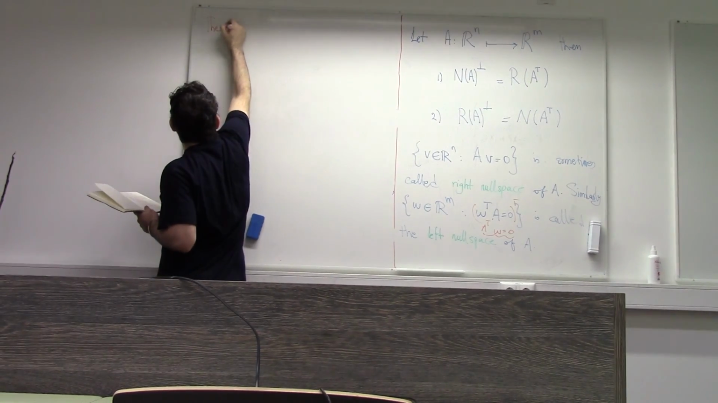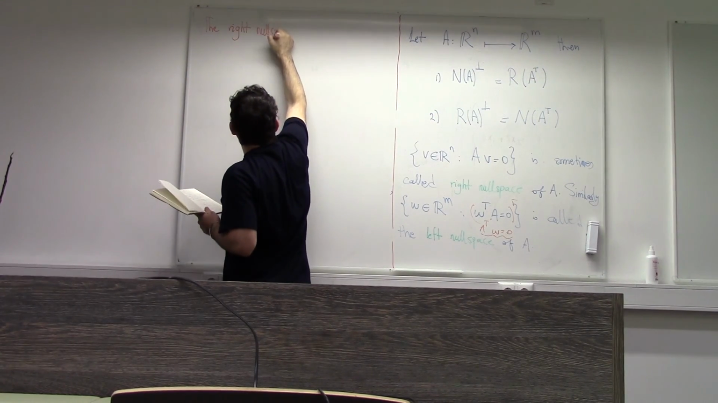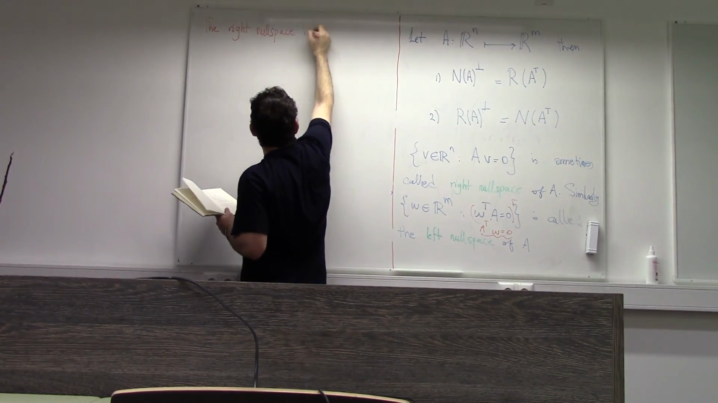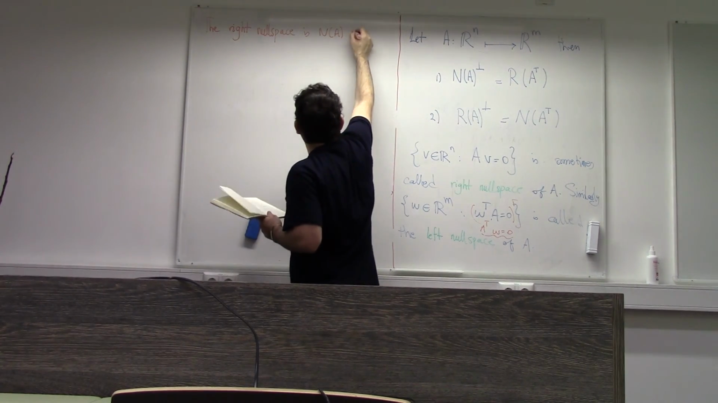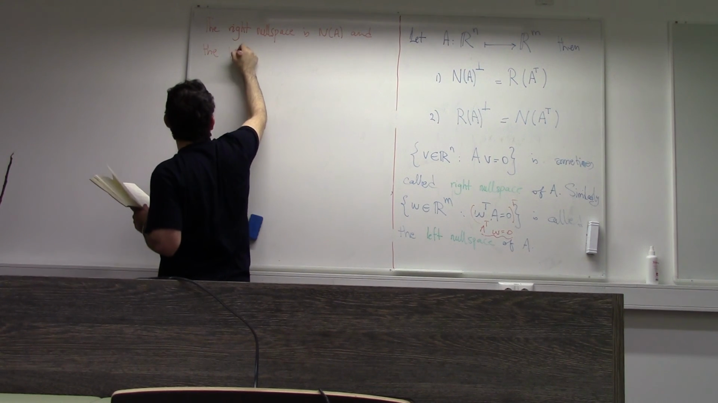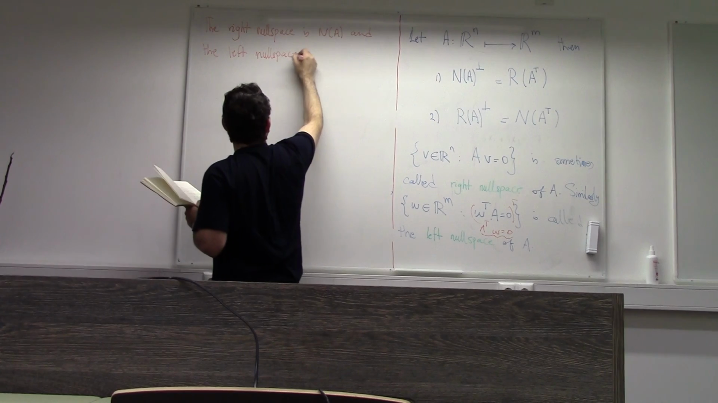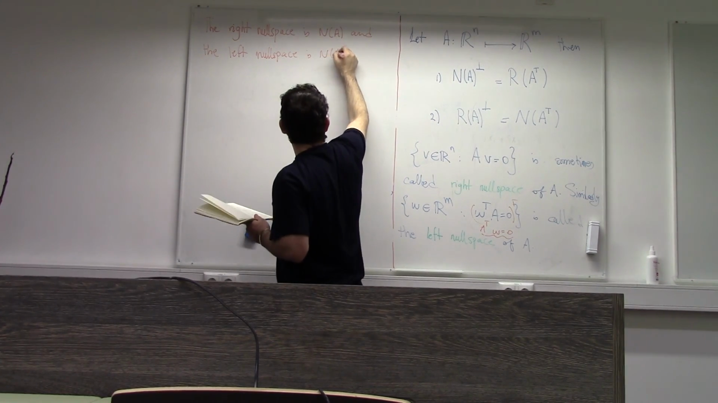The right null space is NA and the left null space is NA transpose.